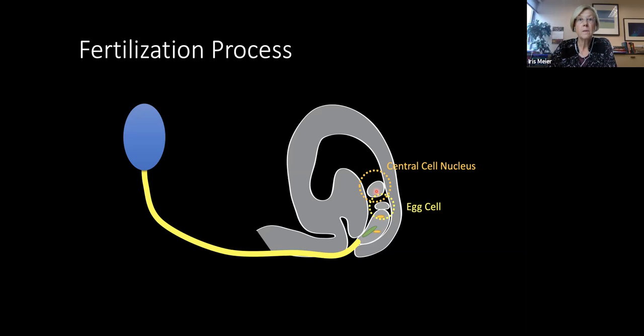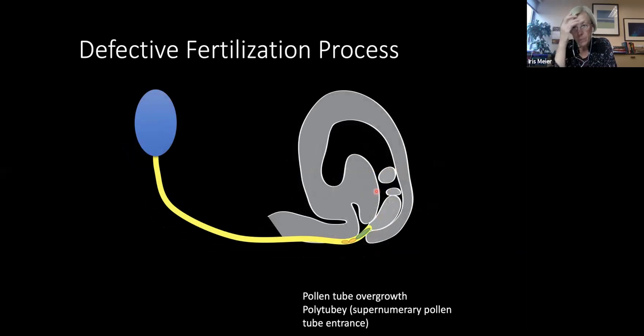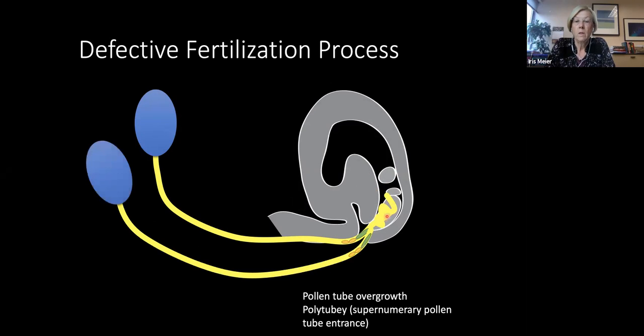Now, if that process is disrupted, specifically that pollen tube termination process, so the burst, you can monitor that by watching out for two phenomena. One is pollen tube overgrowth, and that simply means that that non-bursting pollen tube keeps growing inside the female apparatus. And the second one is polytubie, because pollen tube burst sends an inhibitory signal for a second pollen tube to arrive. And when that inhibitory signal is missing, then you can sometimes see two pollen tubes arriving in the same place.